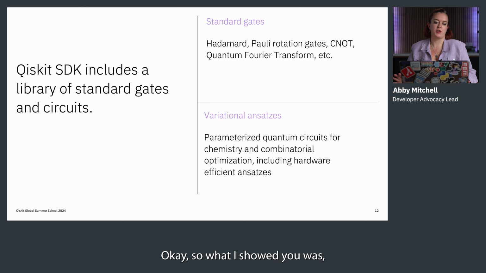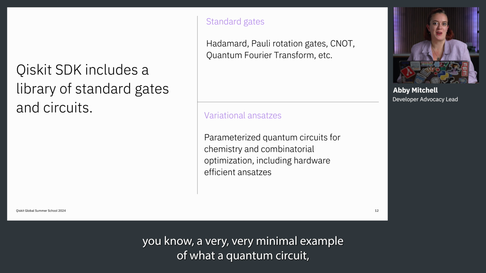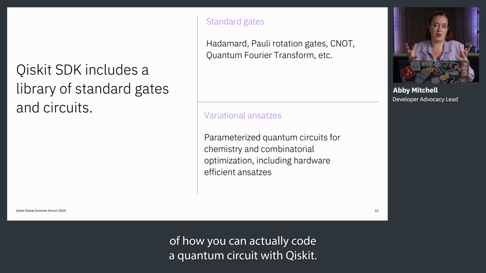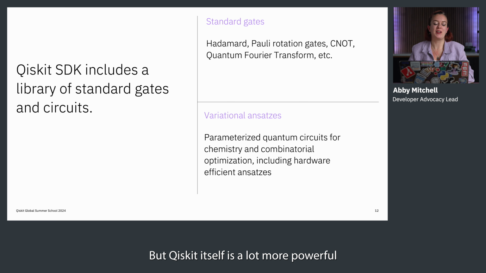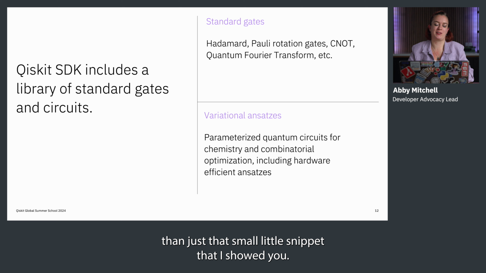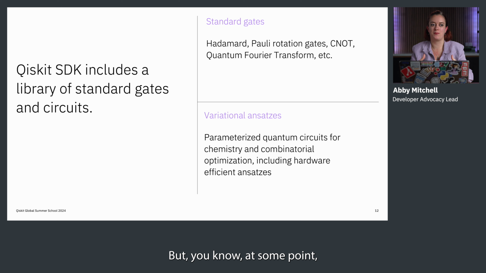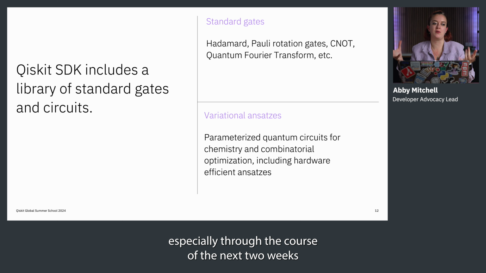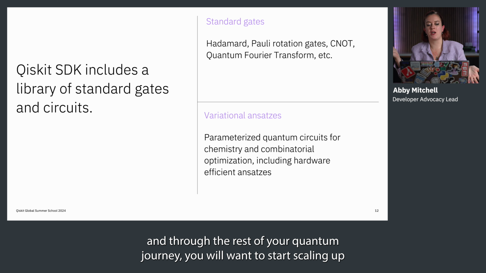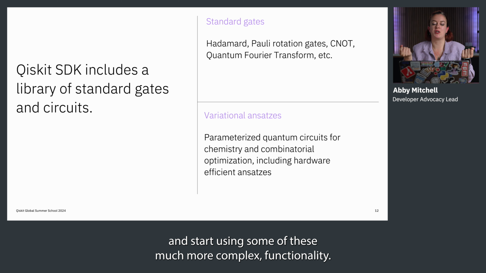Okay, so what I showed you was a very, very minimal example of how you can actually code a quantum circuit with Qiskit. But Qiskit itself is a lot more powerful than just that small little snippet that I showed you. And we're just going through an introduction here today, but at some point, especially through the course of the next 2 weeks and through the rest of your quantum journey, you will want to start scaling up and start using some of these much more complex functionality.